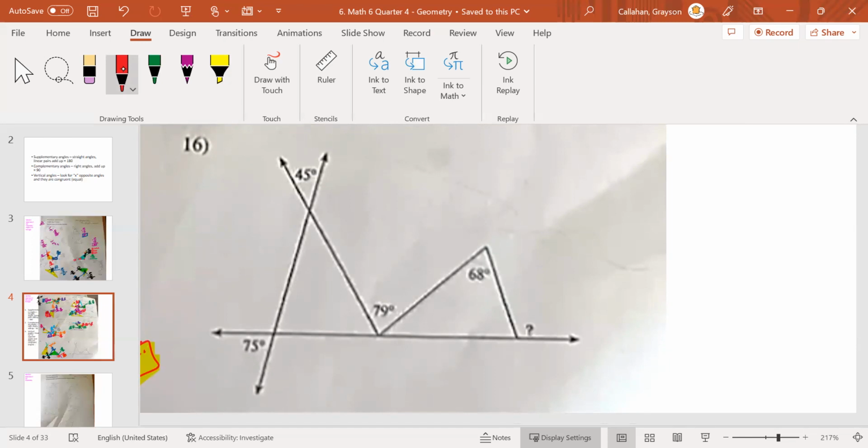Vertical. No, where's my question mark right now? Oh, it's on the right.